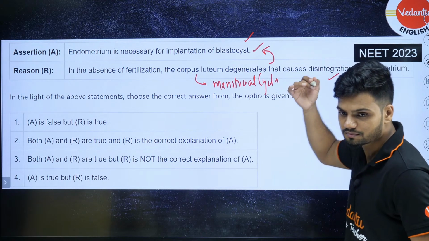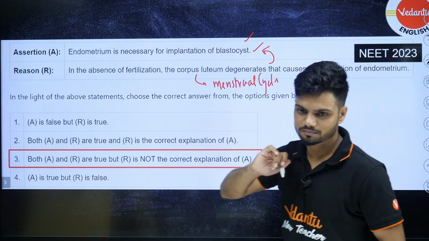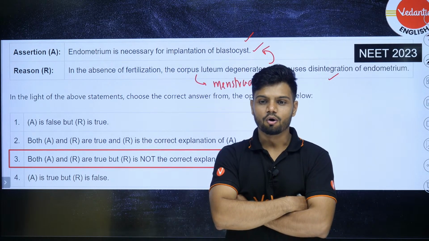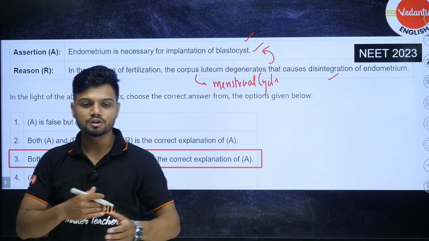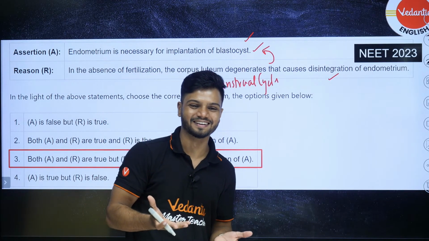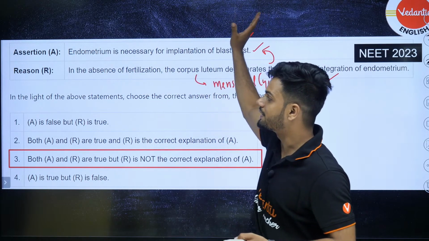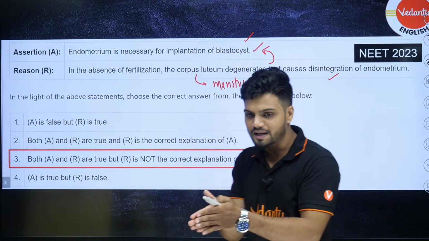Think again now, all of you who said option number B. See, the topics are also different, right, students? One topic is talking about endometrium being necessary for implantation. The second topic is talking about how, in absence of fertilization, the corpus luteum degenerates.